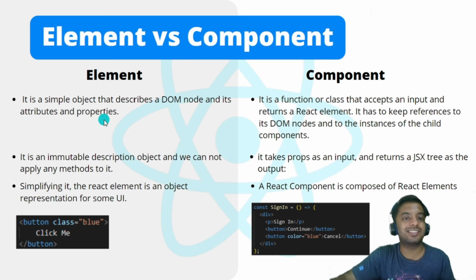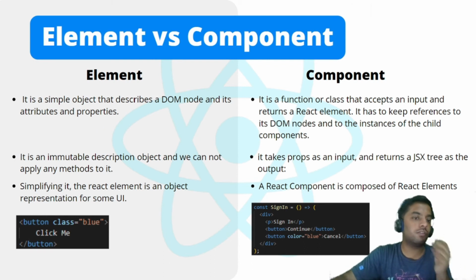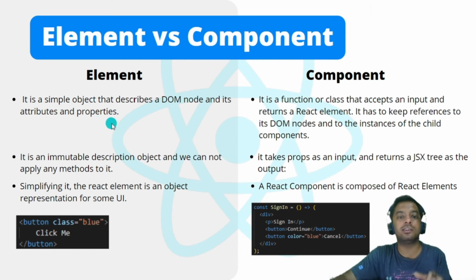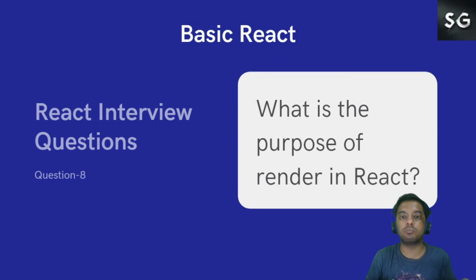Next is simplifying the element. We can say a React element is an object representation of some UI. Yes, a button represents a UI on the web page, but in the code, it's just a React element. It is an object representation of that UI. But a React component is composed of React elements. Yes, a React component contains a lot of different elements inside it. So this was React element versus component.